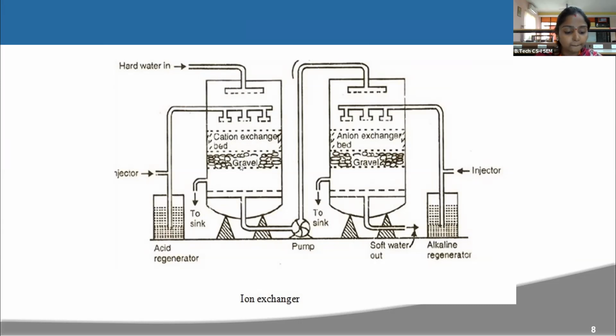When this water, free from cations, is passed through the anion exchange column, the OH minus ions present in the anion exchange resin come into play. The cation exchange bed contains H plus ions and the anion exchange bed contains OH minus ions. Here cations are removed and here anions are removed, so finally we get demineralized water.